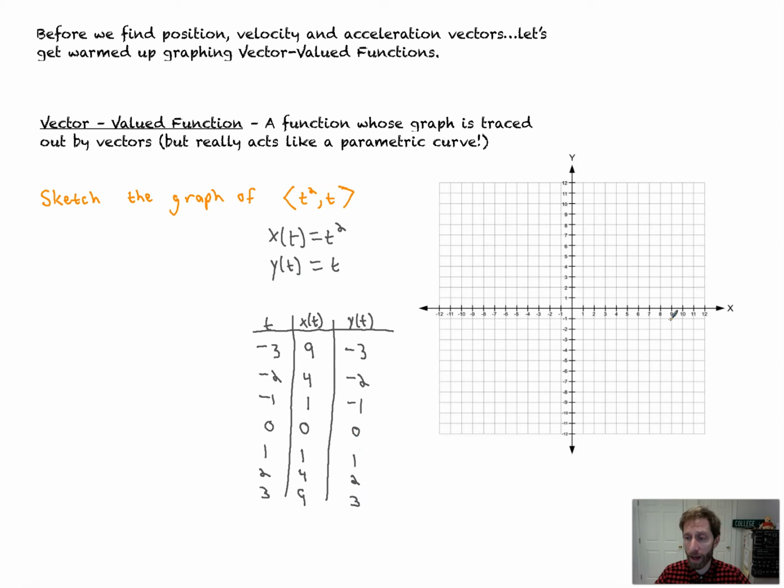9, -3 gets plotted. That's down here. Let's plot that in a colorful color. 9, -3. 4, -2, over 4 down 2. 1, -1. 0, 0. 1, 1. There it is. 4, 2. That's over 4 and up 2. And then 9, 3. That's right 9 and up 3. And so that looks something like this. And yes, it's got orientation, just like a parametric curve does.